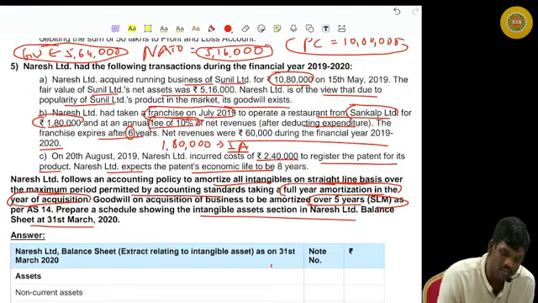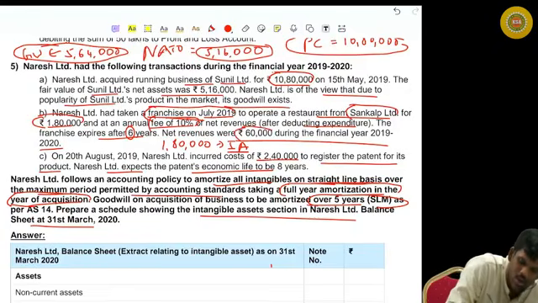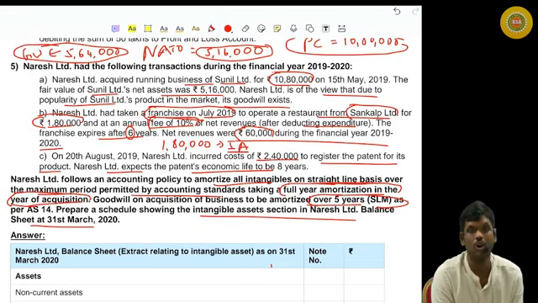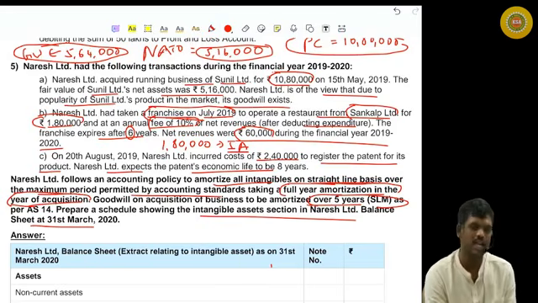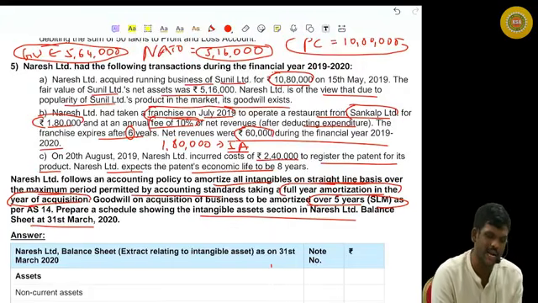Sir, now we have a net revenue of 60,000, no sir, on that 10% we have to pay. What to do with that? That should be charged to P&L. That 60,000 into 10%, 6,000 which you are paying to them, should be charged to P&L.